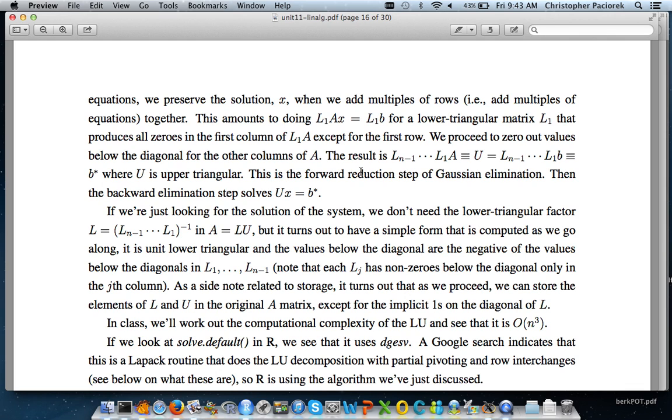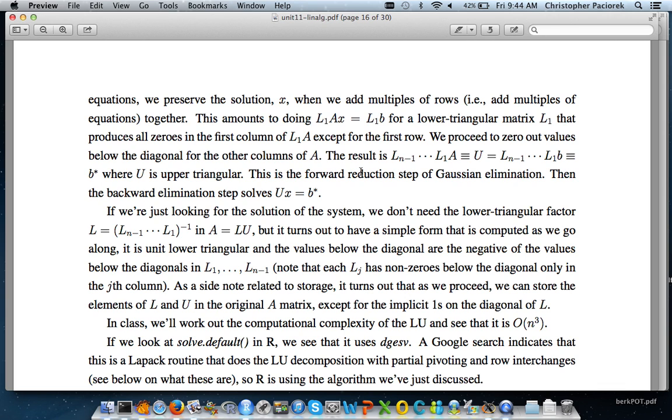L2 looks similar. L2 is 1, zeros, 0, 1, minus A32^(1), the transformed entries there, A22^(1), A42^(1), and so on and so forth. Still 1s on the diagonal, and now zeros here, and zeros above the diagonal. And it continues in similar fashion to that.